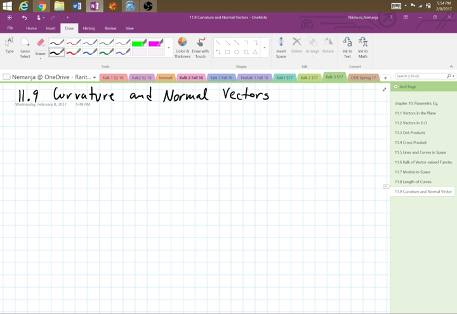The interesting part, at least to me, is that we use one formula to understand the concept, and we use a different formula to do calculations. So that's, I don't know, interesting to me. So let's see. First, the unit tangent vector.